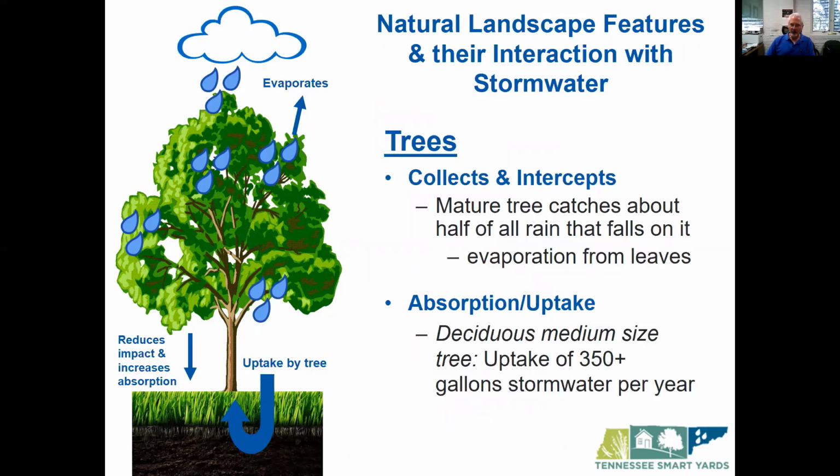Now, as we've mentioned, trees intercept a lot of water, but let's put a number to it. As you can see on the slide, a deciduous medium-sized tree may take up greater than 350 gallons of water per year. Well, that doesn't sound like a lot of water in the big picture, but if we have a lot of trees, that can be a tremendous reduction in the volume of stormwater runoff, which also relates to a tremendous reduction in the transport of sediments and other pollutants to a local stream.